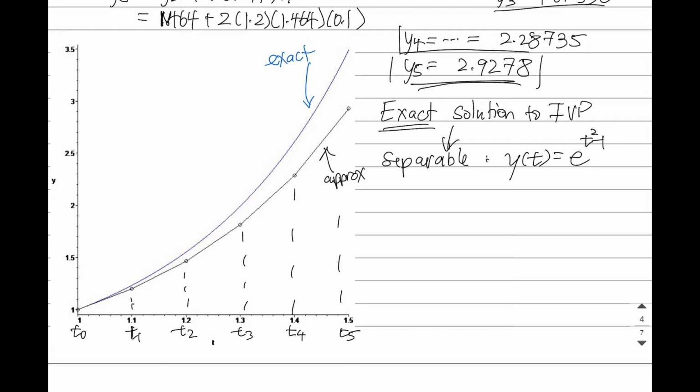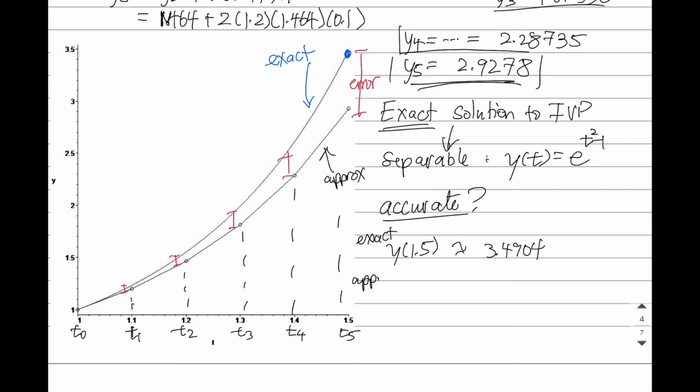There's an error. As we mentioned, at every step, there's an error. Now, depending on how the exact solution behaves, that error may grow, that error may shrink. But what we really want to know is how accurate is this solution. So the exact solution at 1.5 is about 3.4904, and the approximate solution at this value, we're going to call it y5, was about 2.9278. So this is about a 16% error. We're off. This isn't really good. This kind of error is unacceptable.